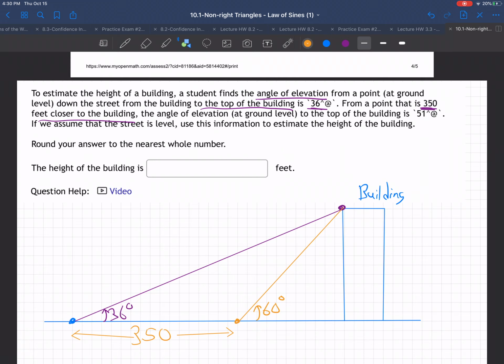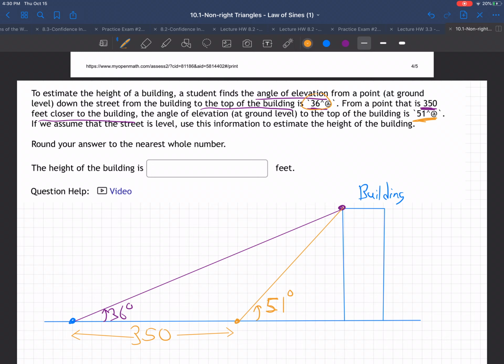Oh, wait, why did I write 60? I don't know. It's 51. It's not 60. It's 51. Sorry, I'm confusing you there. 51 degrees, right? It said 51. I don't know what I was thinking. All right. From a point that is 350 feet closer, 36 was the first angle. 51 is the second. All right.